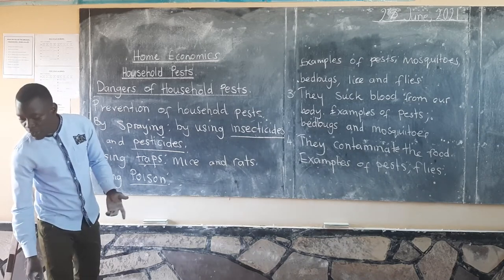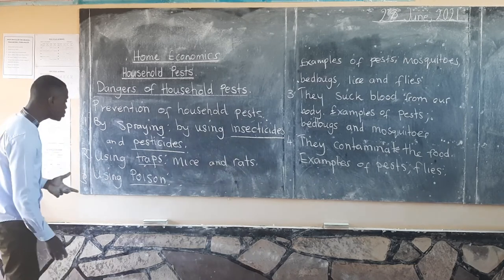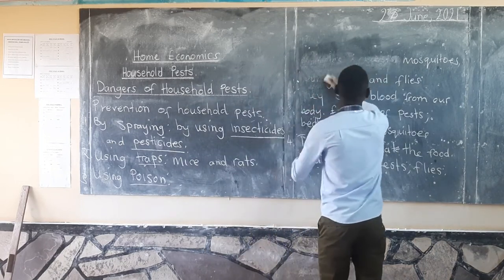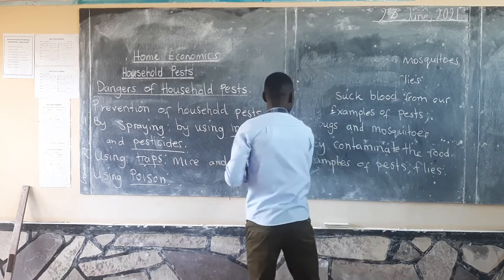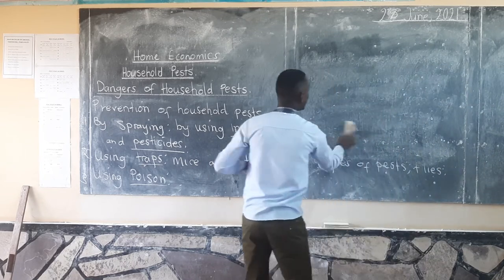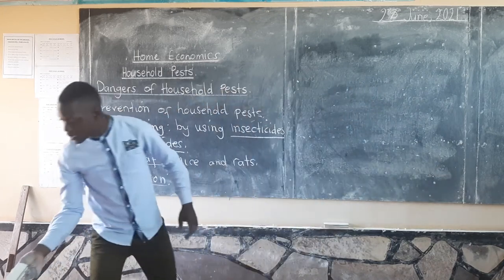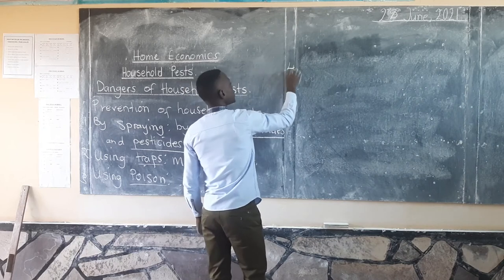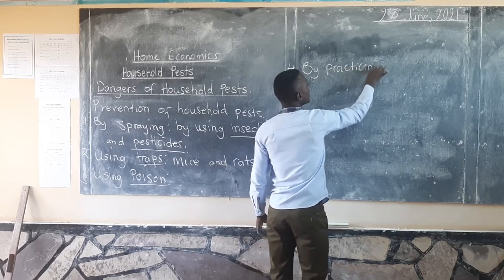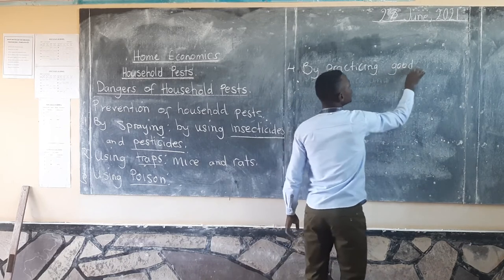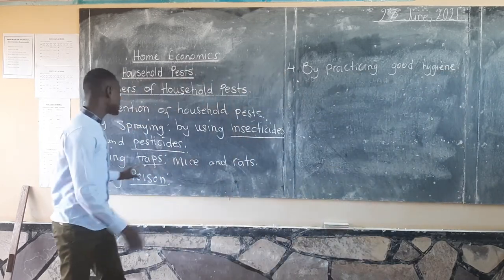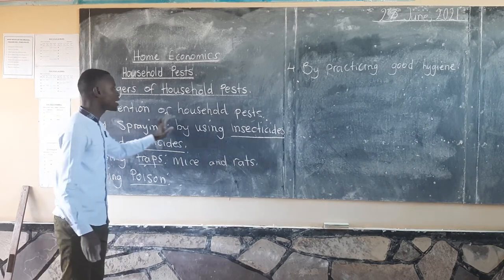So the other way we can say is by practicing good hygiene. In as much as you are living in a house, you should ensure that proper hygiene is practiced so as to avoid pests like flies and other pests. By practicing good hygiene. So these are the four ways you can use to prevent household pests.